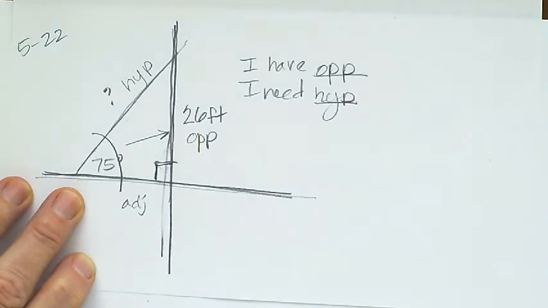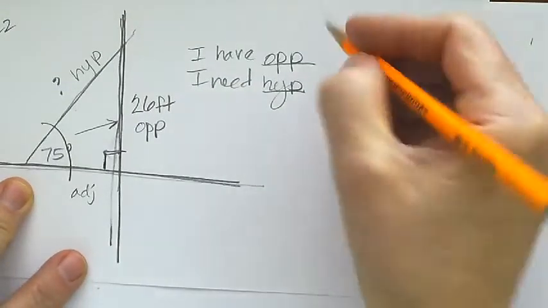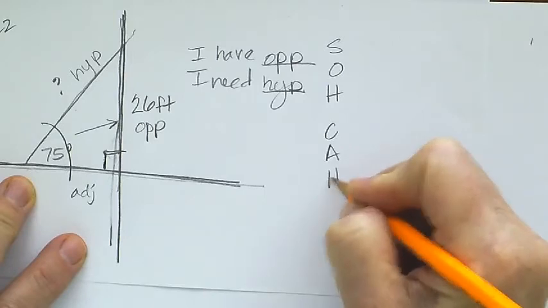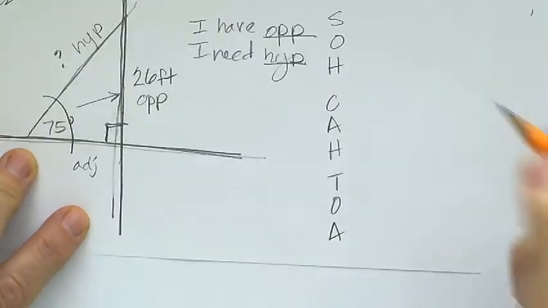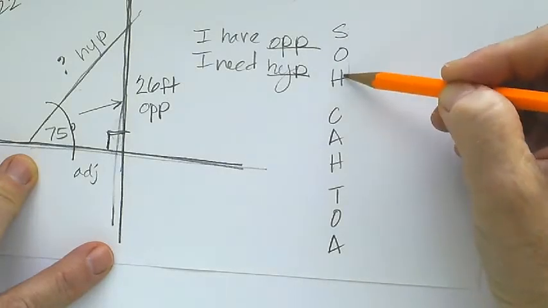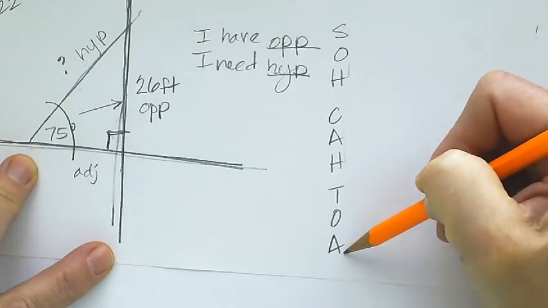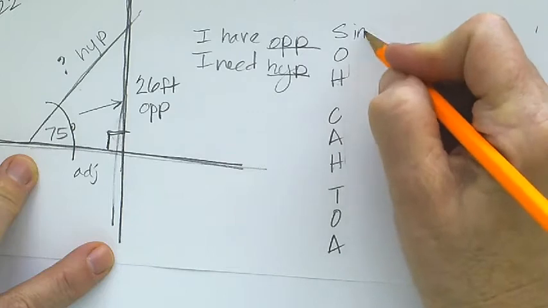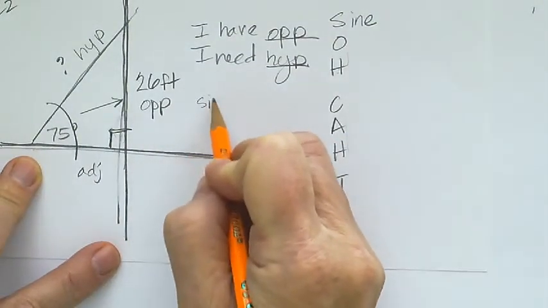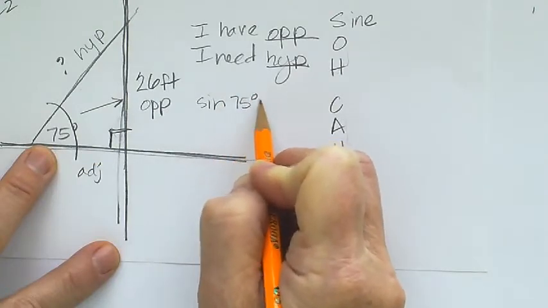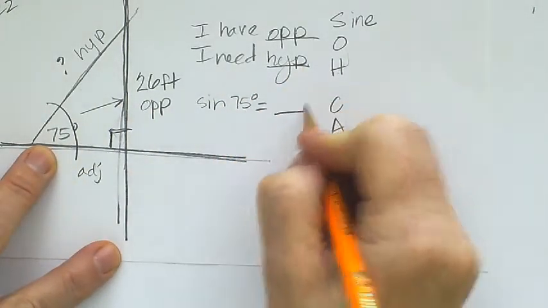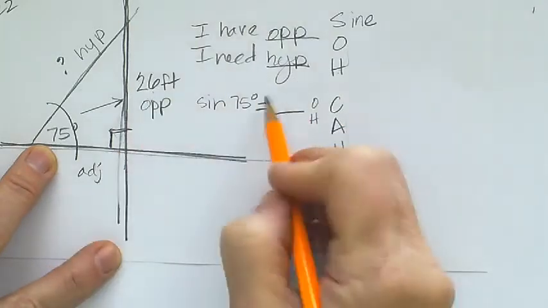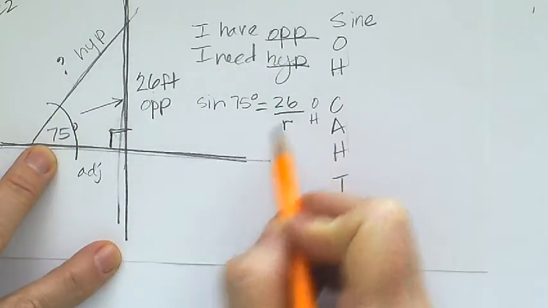Now, you don't have your posters at home. You need to know what opposite and hypotenuse are. This is where the mnemonic SOHCAHTOA comes in handy. So I know how to spell that out, and if I forget, I can say the word SOHCAHTOA. And then I see opposite and hypotenuse, that goes with sine. So this is going to be sine 75 degrees equals my opposite over my hypotenuse, which is 26 over, we'll say r for hypotenuse.